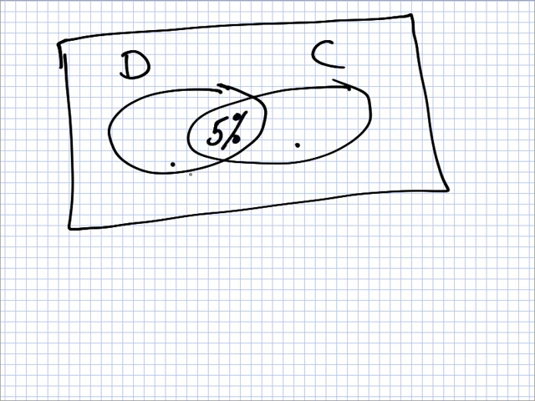So, if 25% of people have a dog, this has to be 20. And if 20% of people have a cat, this one has to be 15. Now what's that? So here has to be 60. And the question is, how many people have either a dog or a cat? So what part of the diagram is either having a dog or a cat?